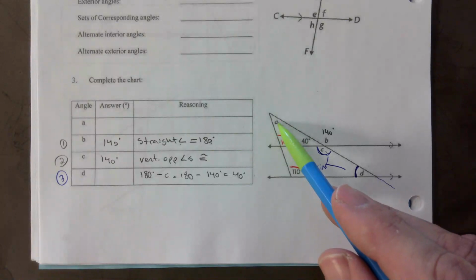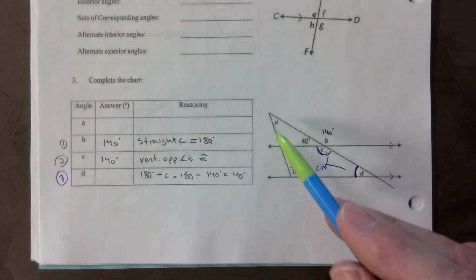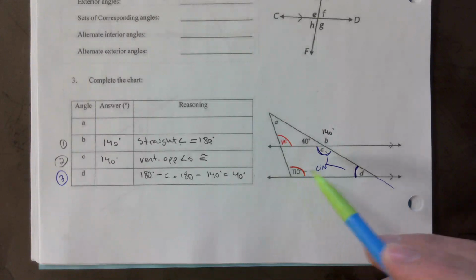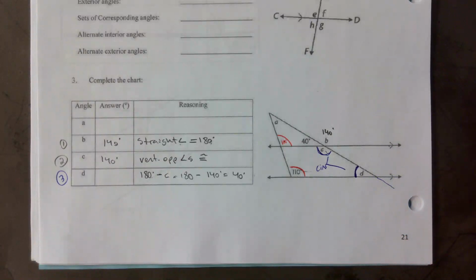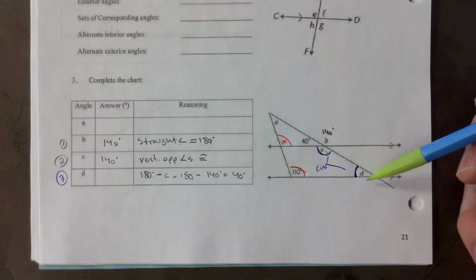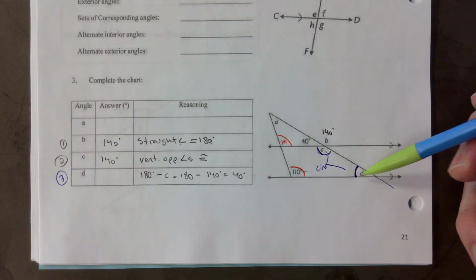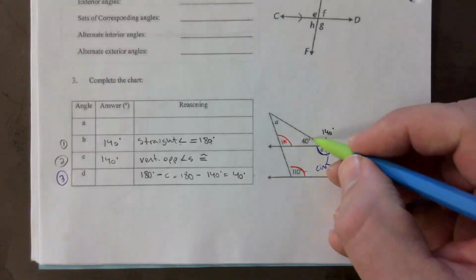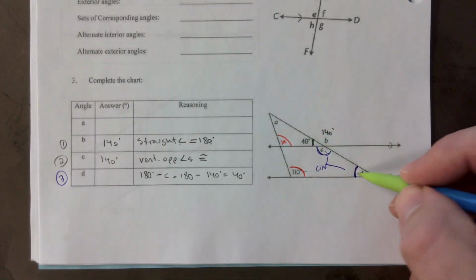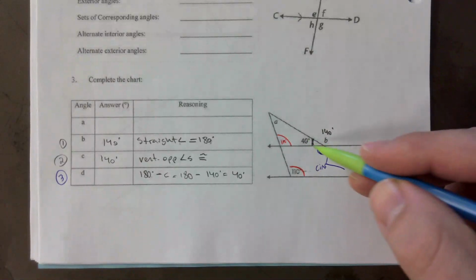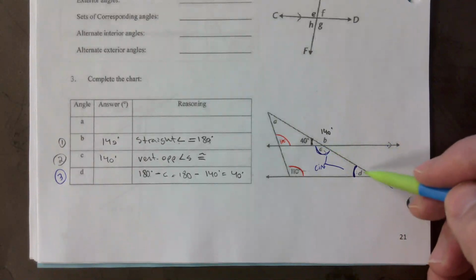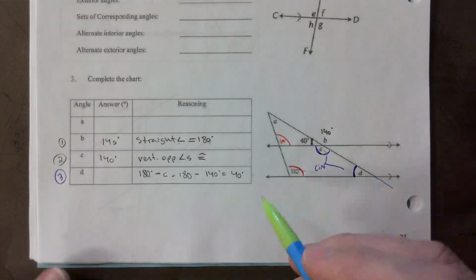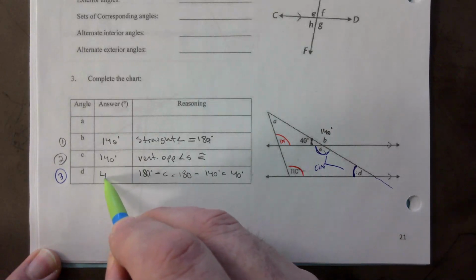So if you somehow figured out what this was, and then you have this one as well, you can use sum of triangle to find that one. Anything else? Any other property I could have used to solve for D? What is D and this one here? What are these two angles? Corresponding, right? So no matter how you go about it, it's 40, right? No matter how you do it. I'm just going to go 40 here.